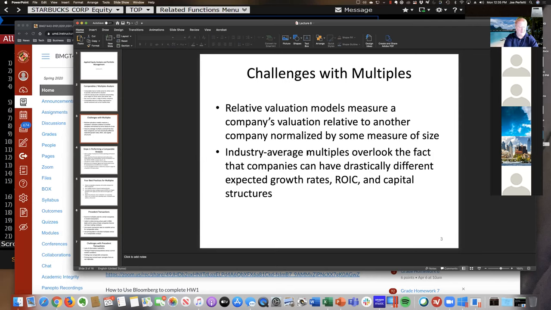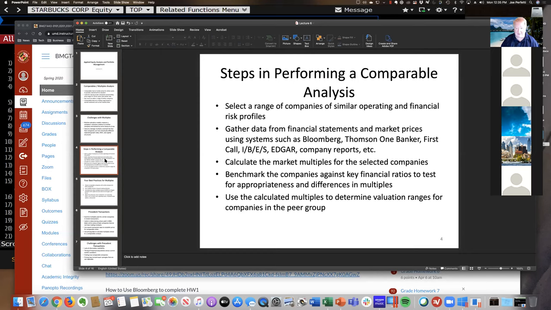So we have to be very, very careful about what is a multiple, what is a comparable. Ideally, you want companies in the same industry that have similar growth rates, ROIC, and capital structures. That would be ideal. The process we're going to talk about today is: you find, and this is the hardest part, assemble the multiples, similar companies. Then you get the data from a data service, we're going to use Bloomberg, and then calculate the data to help you do the multiple analysis. That's the process we're going to go through in class today.